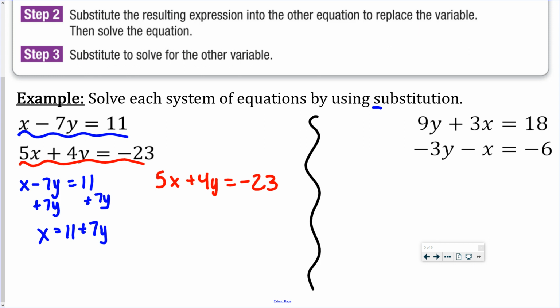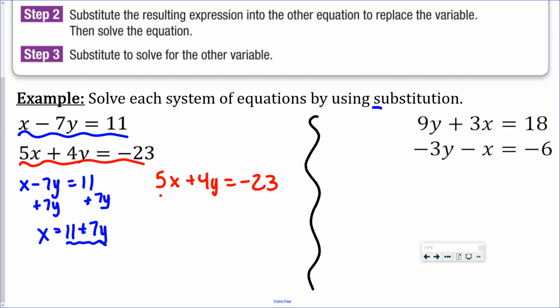Solve one equation for one of the variables. Here's the substituting piece. Think of when you go through the drive-thru and you say, instead of fries, can I get onion rings? And they substitute your order. They take out the fries and put in the onion rings for your side. That's what we're going to do here. We're going to take out the x of my other equation. We're going to substitute in 11 plus 7y because according to my first equation, that's the same thing.